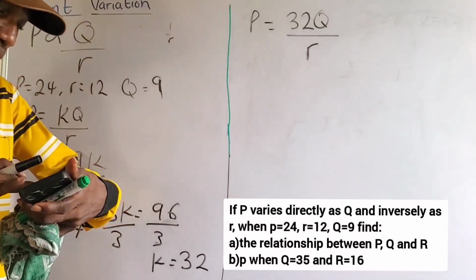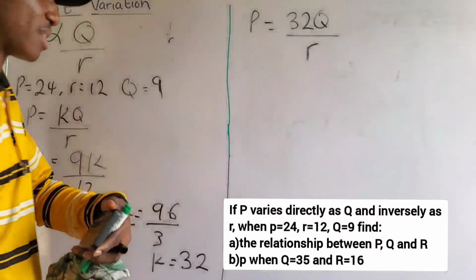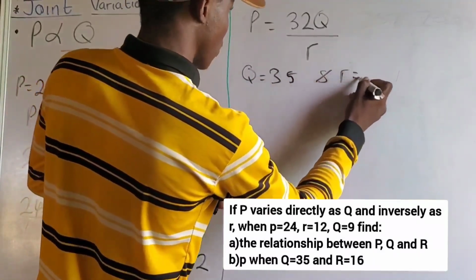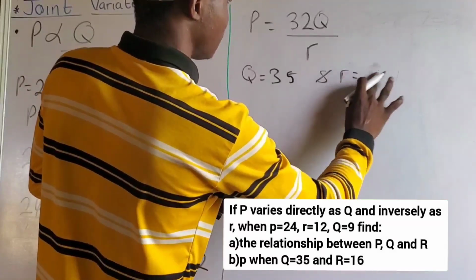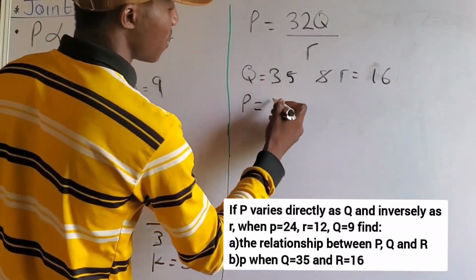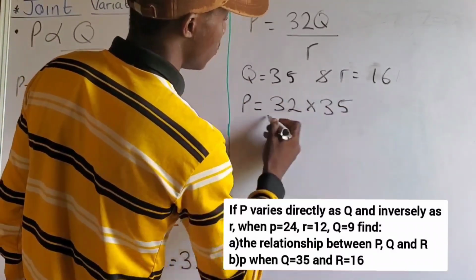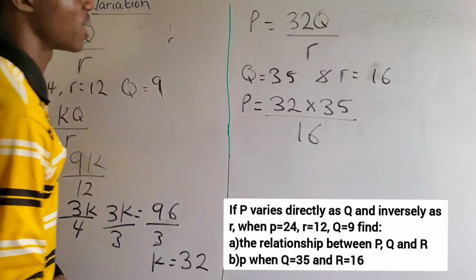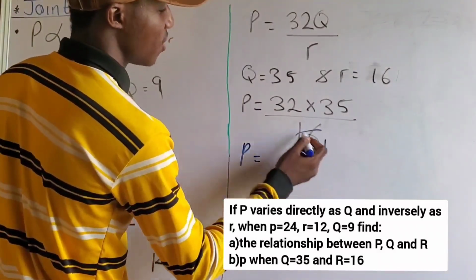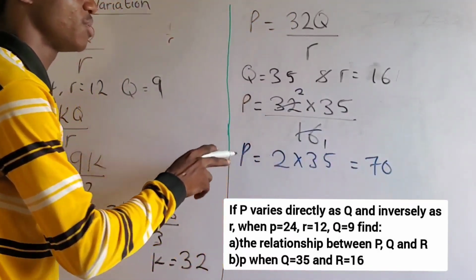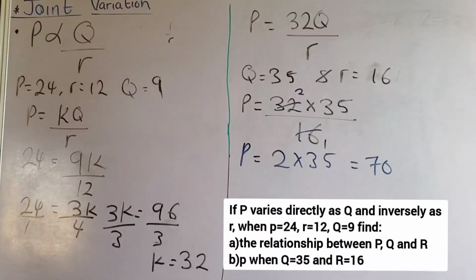Now, for the second question, we are asked to find P when Q is 35 and R is 16. Well, that's simple. All you have to do is P equals 32 multiplied by 35 all over 16. We can still divide: 16 goes into 32 two times. So I'm going to have 2 times 35, which equals 70. So the value of P when Q is 35 and R is 16 is P equals 70. Do you understand? Okay, so that is the solution to that question.